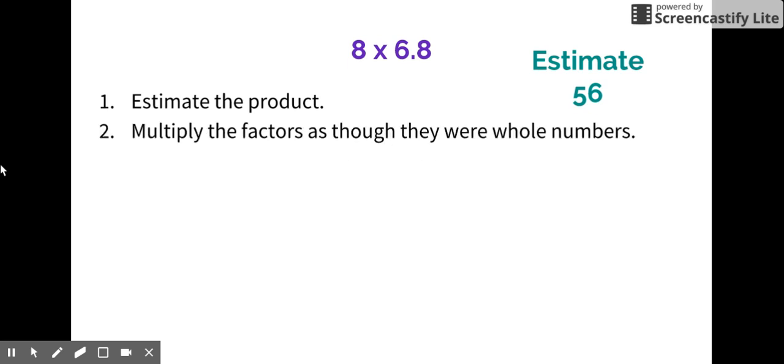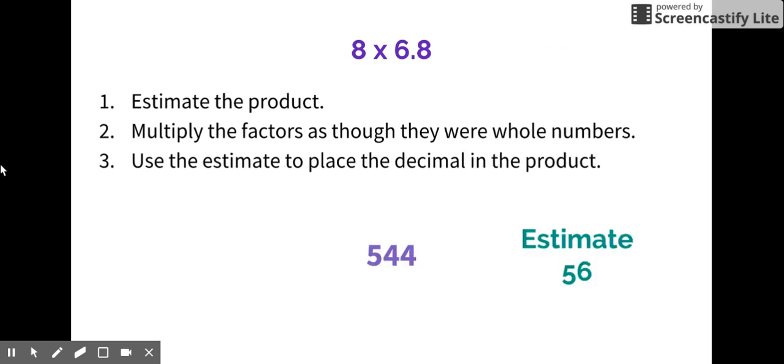Now we're going to do the second step. We're going to multiply the factors as though they were whole numbers. So we're going to ignore the decimal in the 6 and 8 tenths. So we're going to make this 68 times 8. So now we're going to use partial products to multiply these. 8 times 8 is 64. 8 times 60 is 480. We're going to add together our partial products, and we get 544.